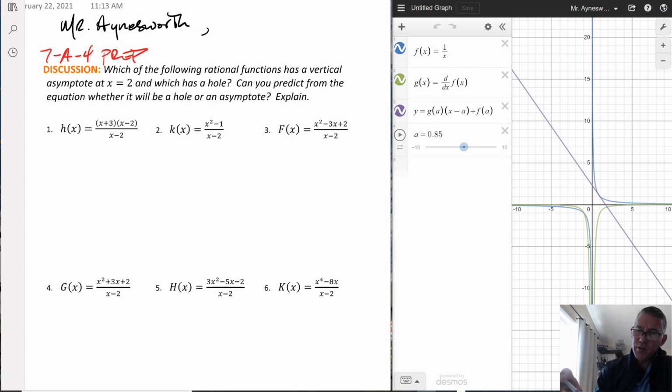All right, so what we're going to do is use a technology tool like Desmos here. You can use GeoGebra or any graphical program that you like, but I'm going to use Desmos to do all the work here, okay? And what we want to do is use Desmos and also factor and simplify these functions to determine when and where it has a hole versus an asymptote. So we want to do the following things. So number one, we're going to use Desmos to graph each function.